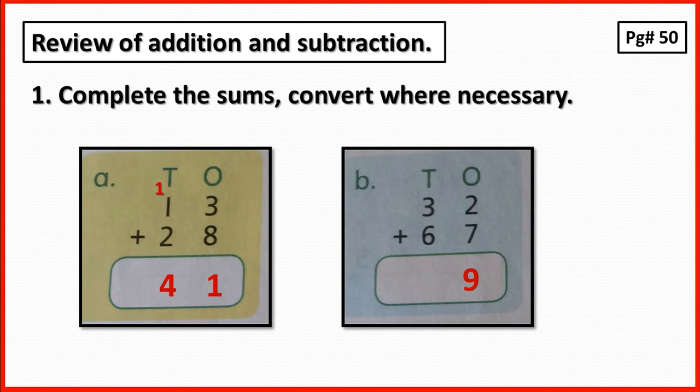Now add tens. When we add 6 into 3, the number comes 9. So the answer is 99. Now I am going to do part C. Look, there is a minus sign.